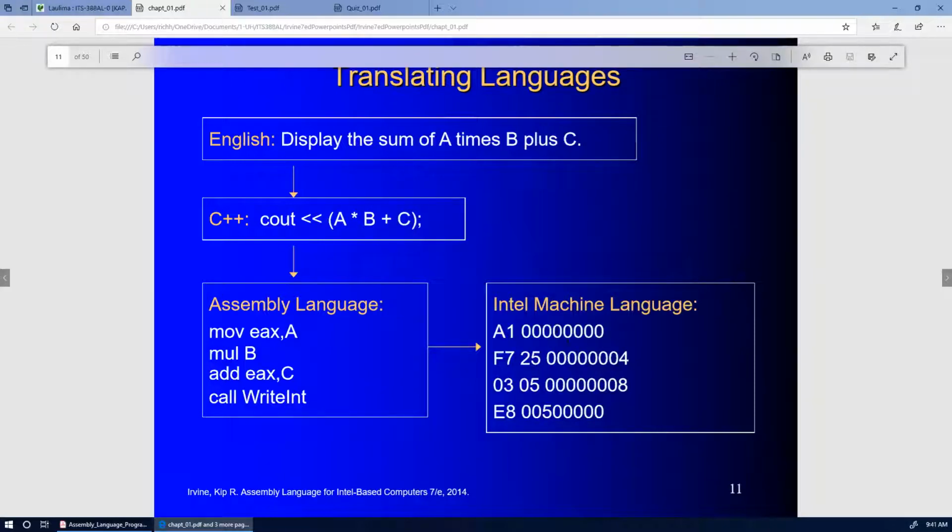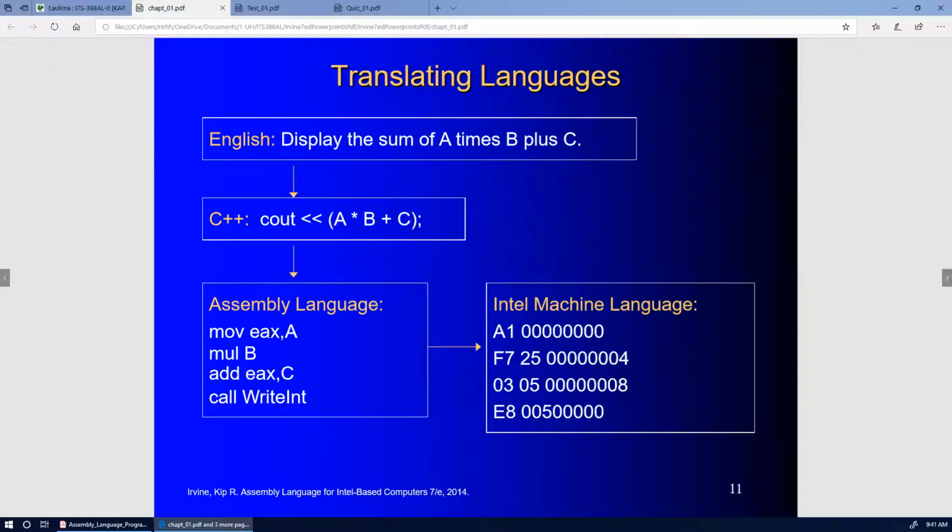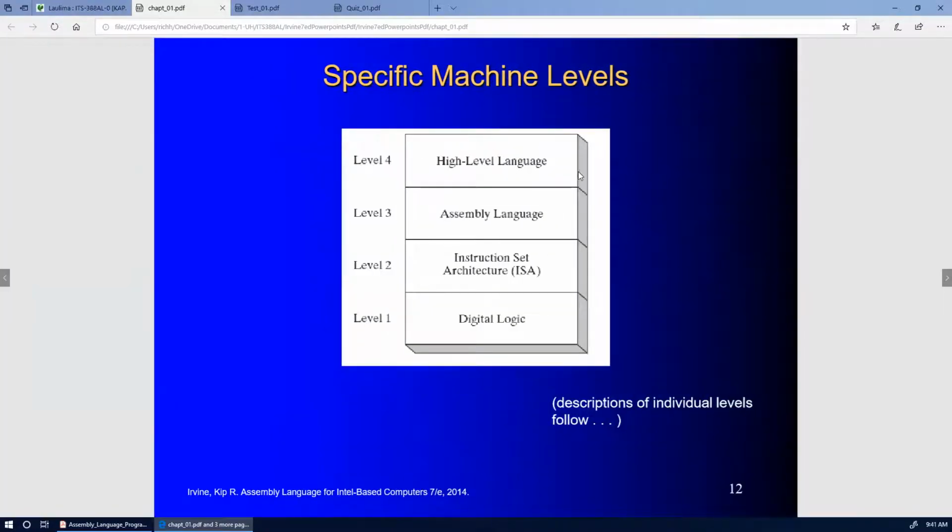You notice these ones and zeros are represented in hexadecimal, and that's why the conversion is useful: 1 0 1 0 0 0 0 1 and so on. That's what the translation is. And these are the corresponding words, or the human interpretation of these. You're moving some value A into the EAX register, multiplying the EAX register by the value B, and so on.